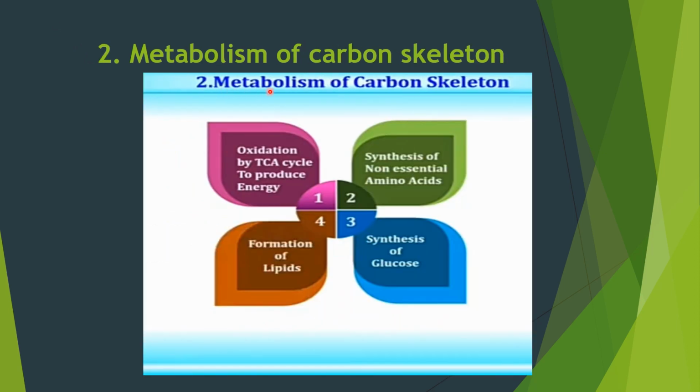The second is the metabolism of the carbon skeleton. The carbon skeleton of amino acids can be converted in the following four ways. The carbon skeleton is either oxidized by the TCA cycle to produce energy, it can be used for the synthesis of non-essential amino acids, or it can also be used for the synthesis of glucose or for the formation of lipids.